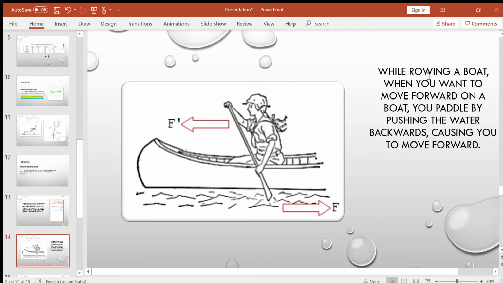Or while you're rowing a boat, when you want to move forward, you paddle by pushing the water backwards, causing you to move forward. That is one of the applications of Newton's third law. We can see as we're rowing backward, the boat keeps moving forward.